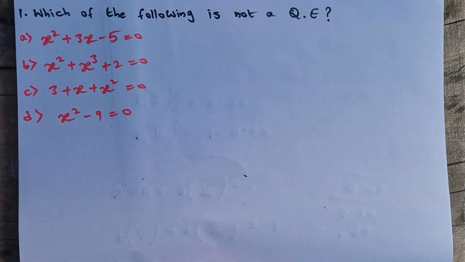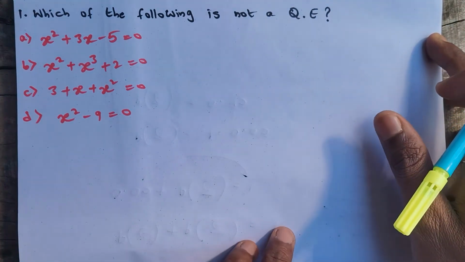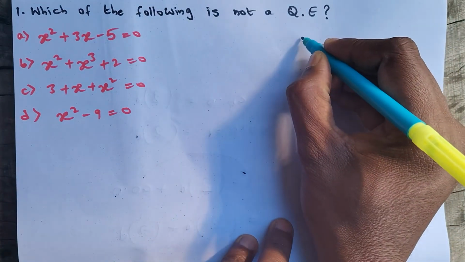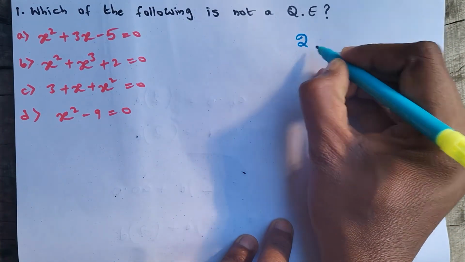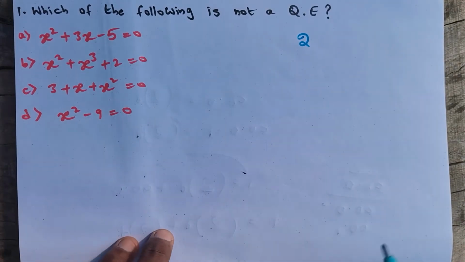Okay, first question is, which of the following is not a quadratic equation? Quadratic equation means for the given equation, if the degree is 2, then it is called a quadratic equation. Okay, let us check all the options.